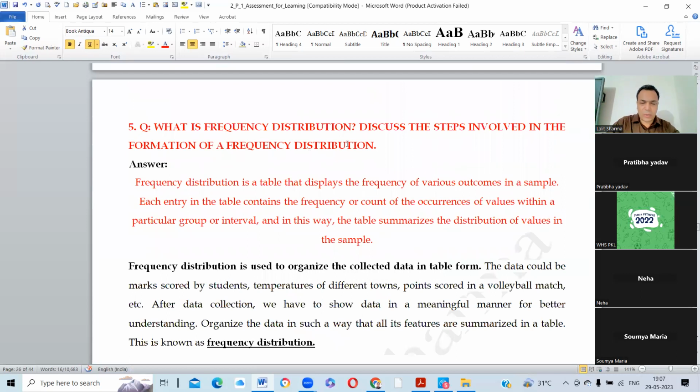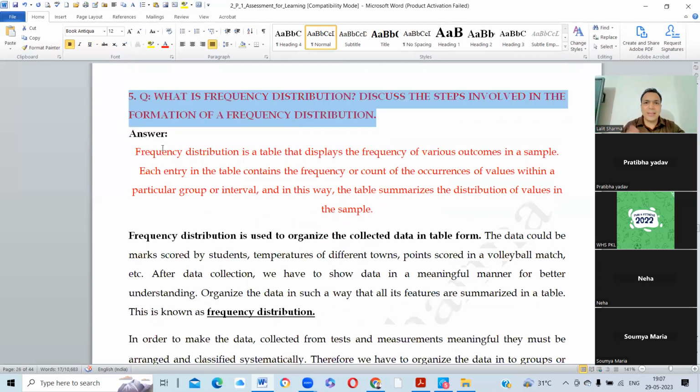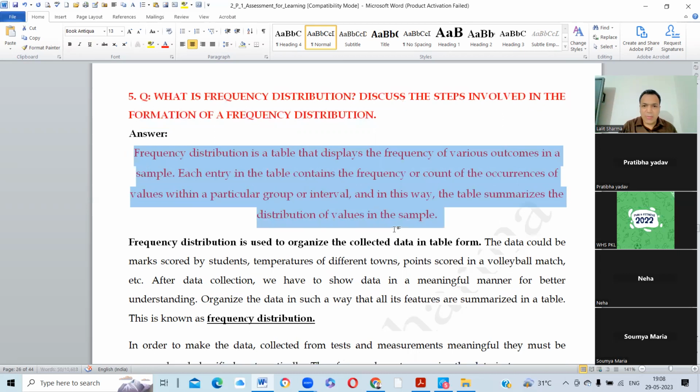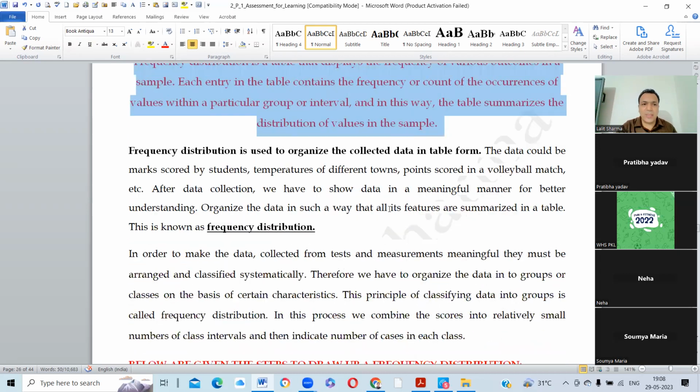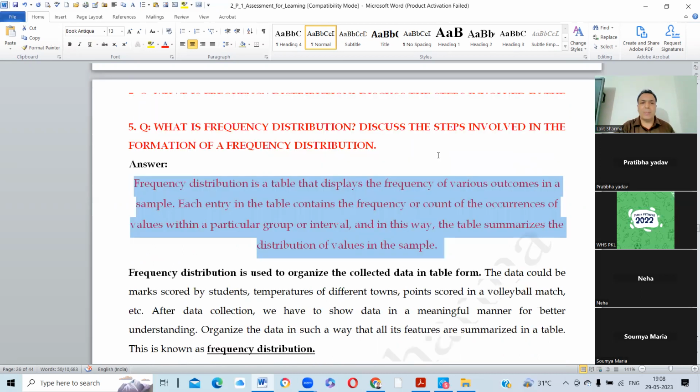Okay, एक क्वेश्चन और था हमारा लास्ट. What is the frequency distribution? Discuss the steps involved in the frequency distribution. Okay, frequency distributions क्या होती है? Frequency distribution is a table that displays the frequency of various outcomes in a sample. Each entry in the table contains the frequency or count of the occurrence of the value within a particular group or interval. And in this way, the table summarizes the distribution of a value in the sample.